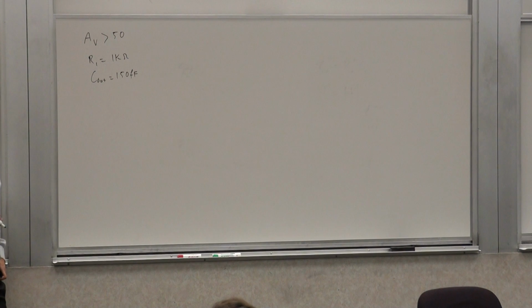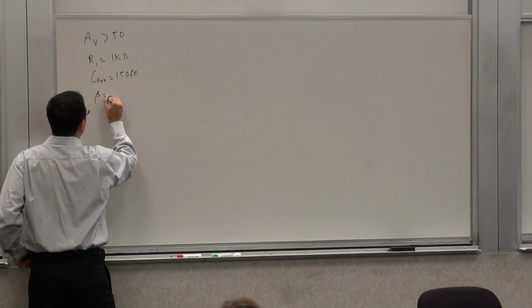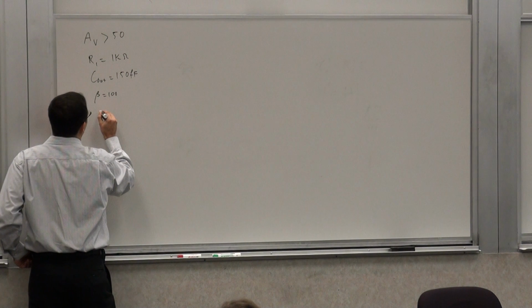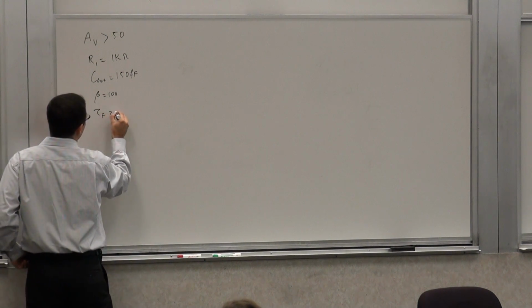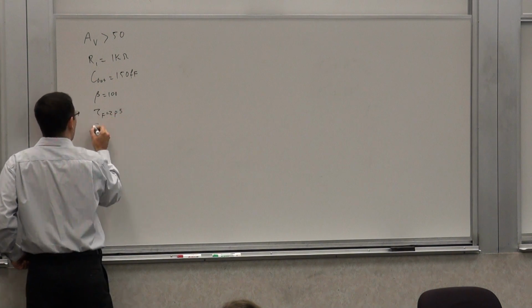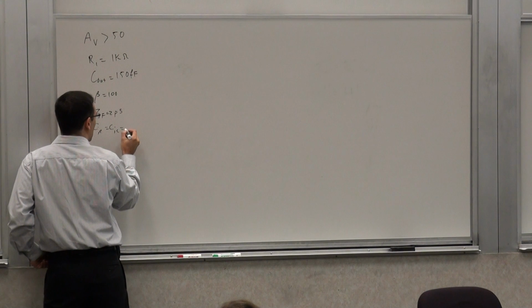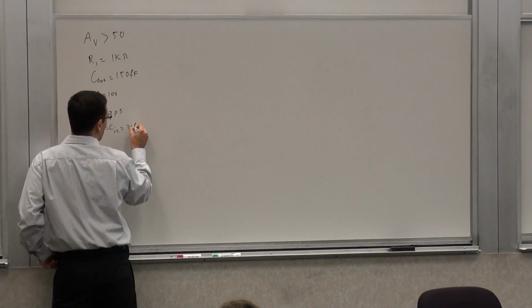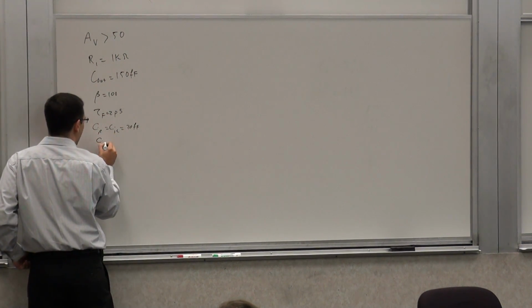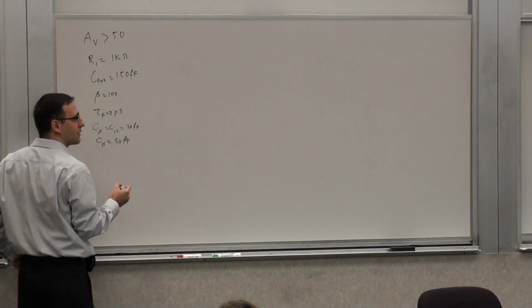And we are trying to use, let's say, bipolar transistors. So we have transistor parameters of beta of 100. Let's say you have a tau f of 2 picoseconds. And let's say you have a CJE and a CJC of 20 femtofarads and a CJS of 50 femtofarads.